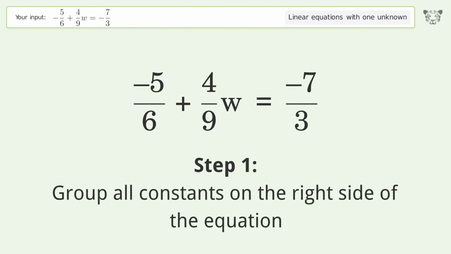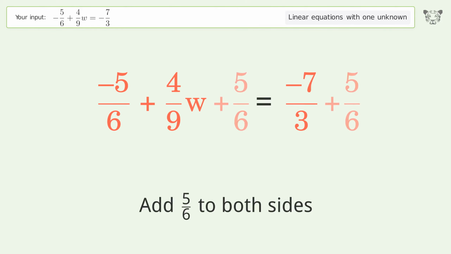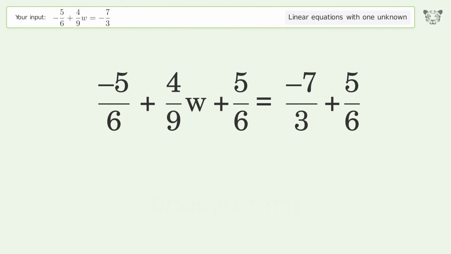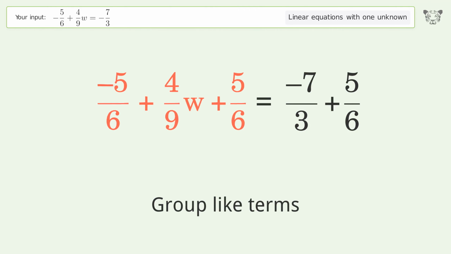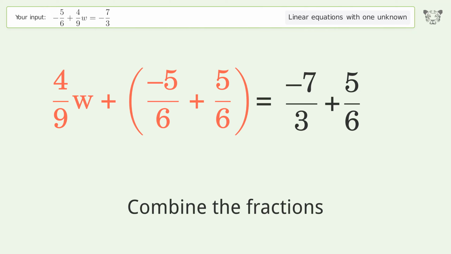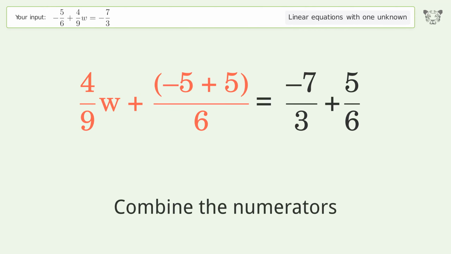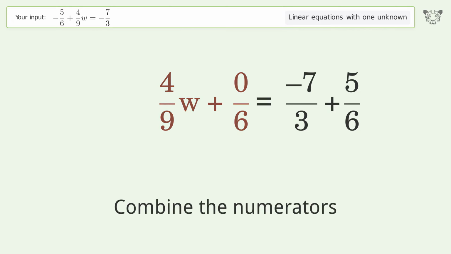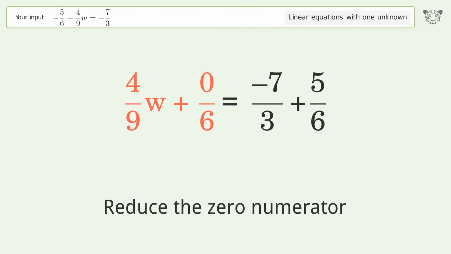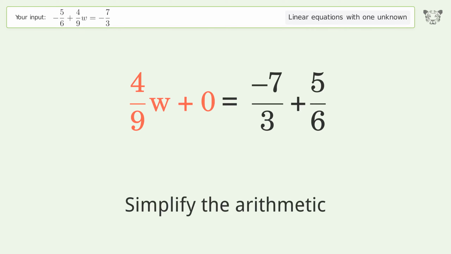Group all constants on the right side of the equation. Add 5/6 to both sides. Group like terms. Combine the fractions. Combine the numerators. Reduce the zero numerator. Simplify the arithmetic.